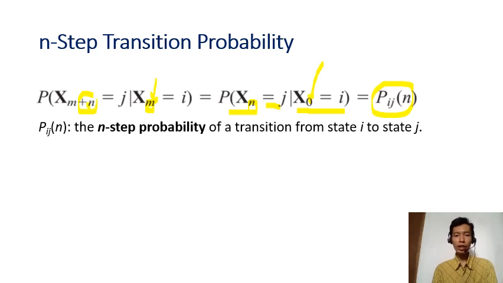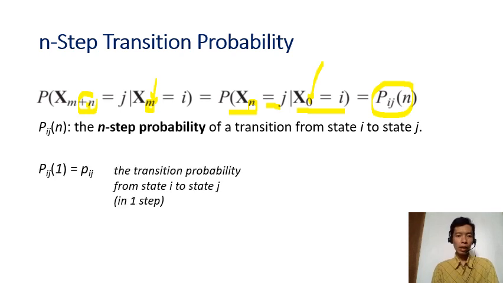Okay, so Pij(n) can be defined formally as the n-step probability of transitioning from state I to state J after n steps or n periods. And then what we've seen before, the transition probability, you can define as Pij(1) or just Pij, because it means the transition probability from state I to state J in just one step.